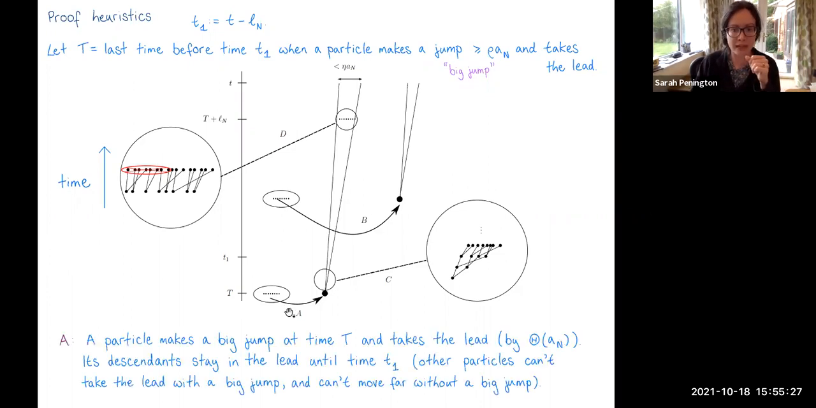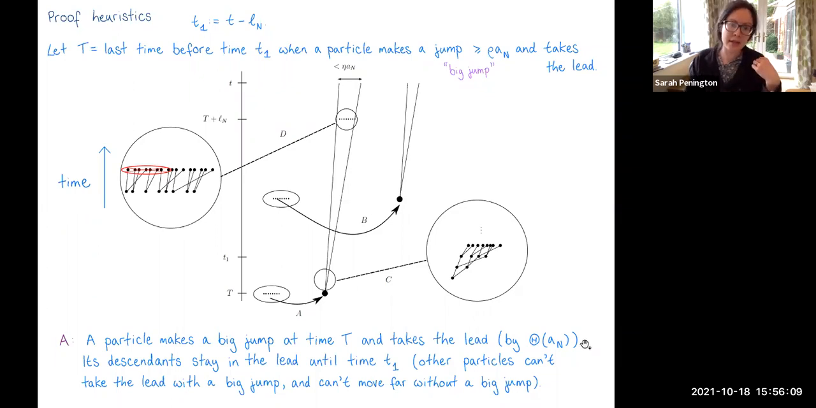So first of all, what's happening in step A, so these arrows are meant to show big jumps that are happening at those times. So A is saying that by the definition of the time capital T, a particle makes a big jump at that time and it takes the lead. And it's very likely that it takes the lead by a distance of order an, because it's making a big jump of size order an. So it's very unlikely that it makes this big jump but lands really, really close to another particle. So we can assume that with high probability, it's now ahead by a distance of order an.